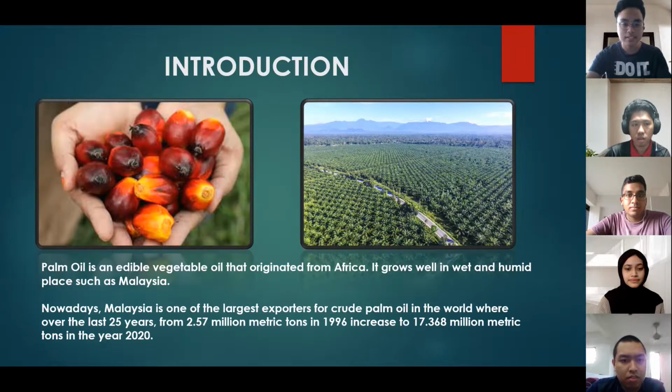Palm oil is an edible vegetable oil that originated from Africa. It grows well in wet and humid places such as Malaysia. Nowadays, Malaysia is one of the largest exporters of crude palm oil in the world, where over the last 25 years, exports increased from 2.57 million metric tons in 1996 to 17.368 million metric tons in the year 2020.